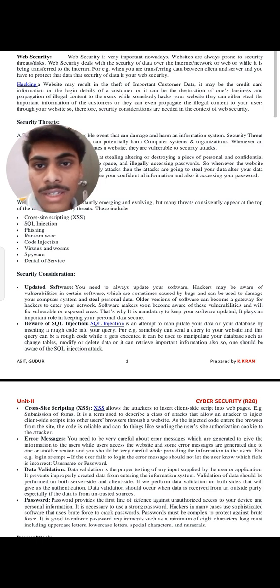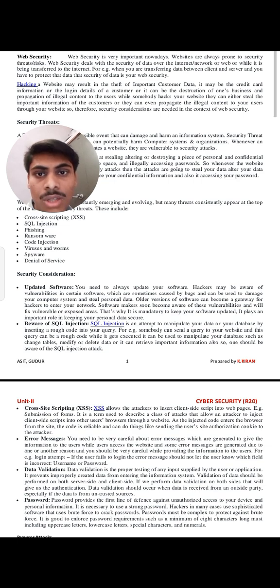A website may hold important customer data. It may be credit card information or the login details of the customer, or it can be the destruction of businesses and propagation of illegal content to the users. While hackers attack, they can steal the data through your website. Therefore, security considerations are needed as part of web security.